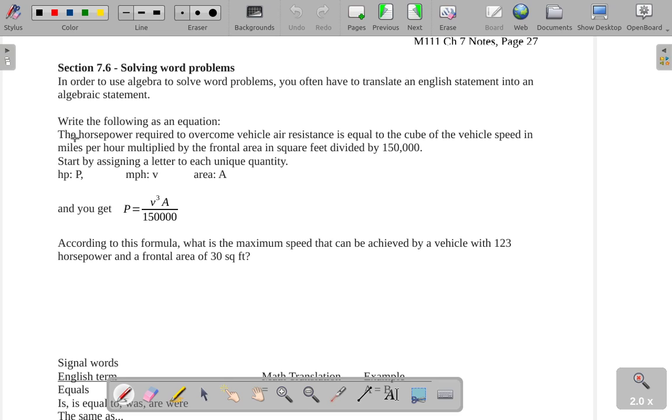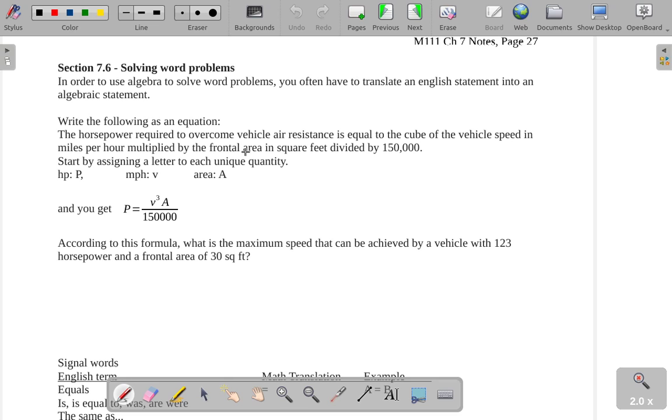Let's just do an example here, though. So I said the horsepower required to overcome vehicle air resistance is equal to the cube of the vehicle speed in miles per hour multiplied by the frontal area in square feet divided by 150,000. This is a really weird problem to do as a word problem because it's literally just telling you the equation.